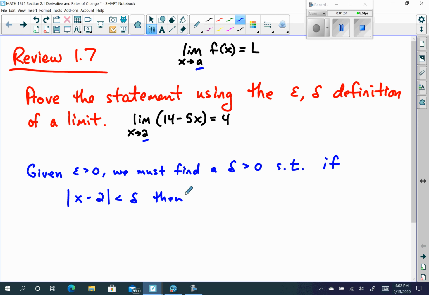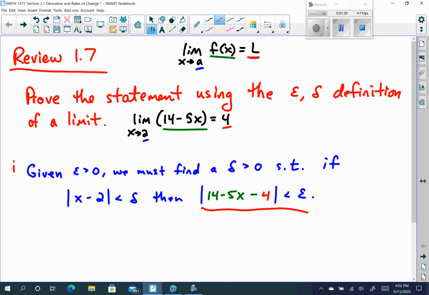Then we have the epsilon inequality statement, which is the absolute value of f of x, which is 14 minus 5x, minus our limit L, which is the 4. And then that is going to be less than epsilon. So that is step 1 here.